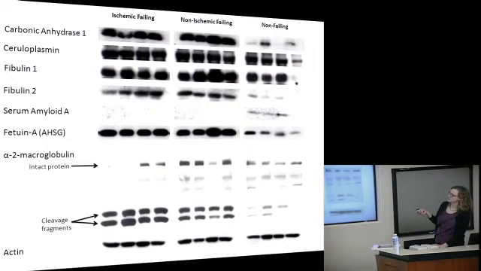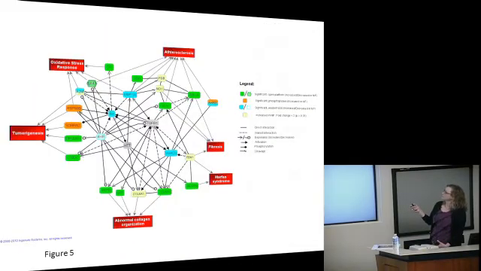We're also interested in this alpha-2 macroglobulin, which appears that cleavage fragments are increased in the ischemic failing and the non-ischemic failing hearts. And these are things that we're trying to develop further and following through in many of our other 374 hearts to see how universal these findings are. But from this type of mass spec proteomics analysis, we can generate a large data set.